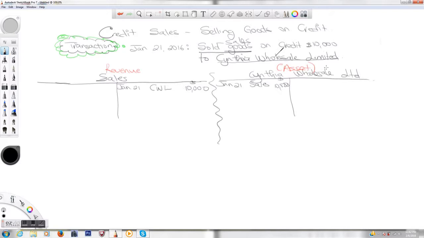And the double entry rule for assets says to increase it with debit and to decrease it with credit. For revenues, to increase with credit and to decrease with debit. And by now, you should know those double entry rules by heart.